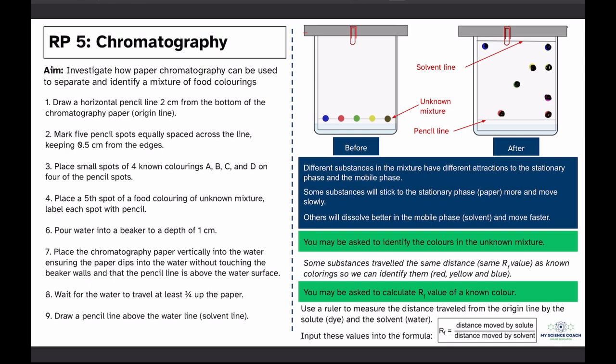This is a step that's often missed out. Once you stop the experiment, so once maybe the water's got to about here, you're like, right, I'm going to stop. You have to look at where the water line was, and you're going to draw a line on to show where the water line is, because that is the distance that your solvent, in this case the water, moved. In order to calculate our Rf value, we need to know how far the solvent moved. So make sure you include that bit in your method.